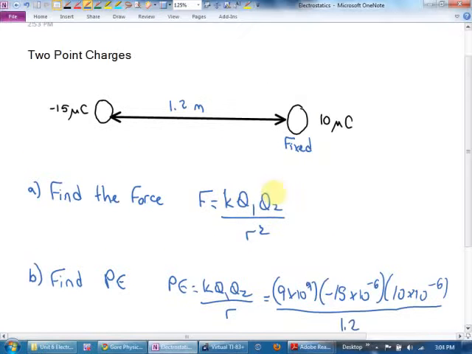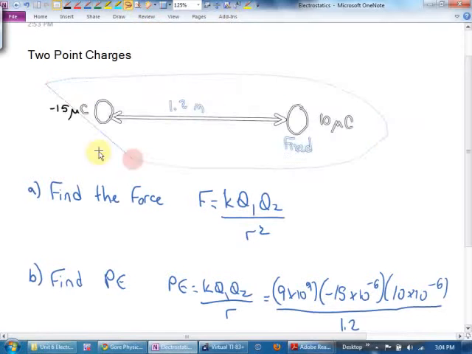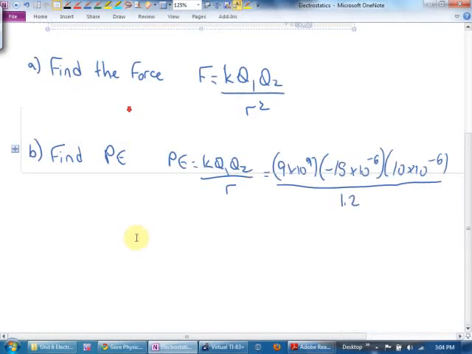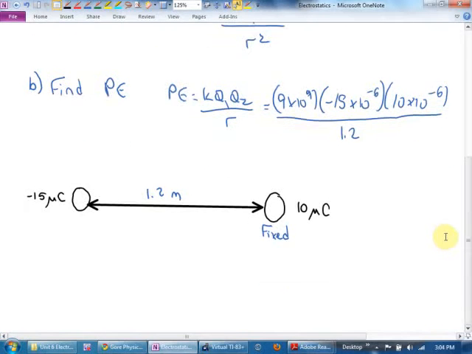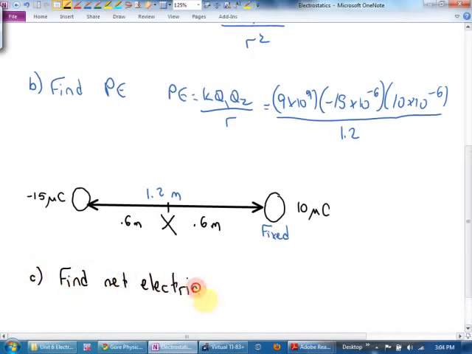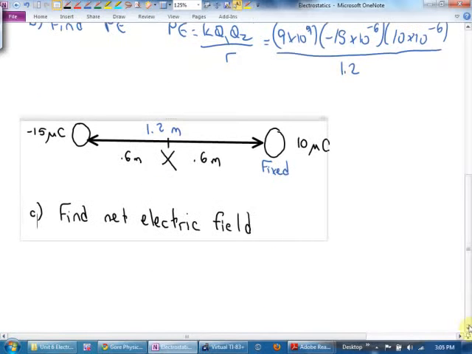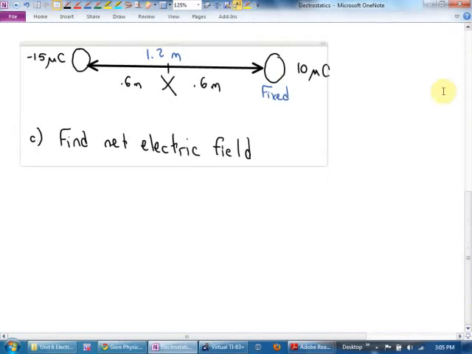What else can I ask you with a diagram like this? If I give you a location, oh, how about halfway, so that this is 0.6 meters, and that this is 0.6 meters, and we'll call this location X. I like this question. At a location, I can say C. Find the net electric field.